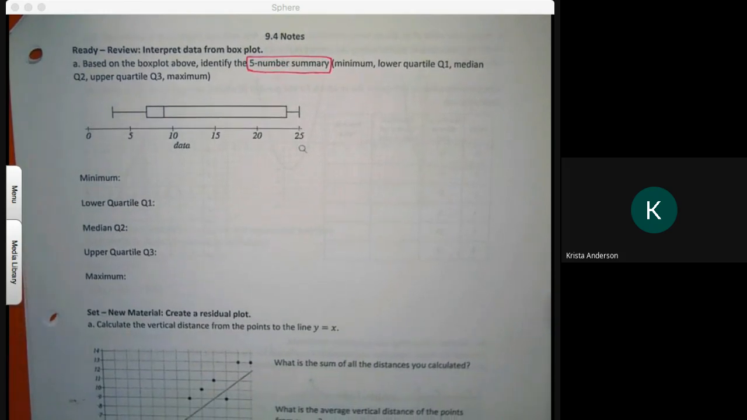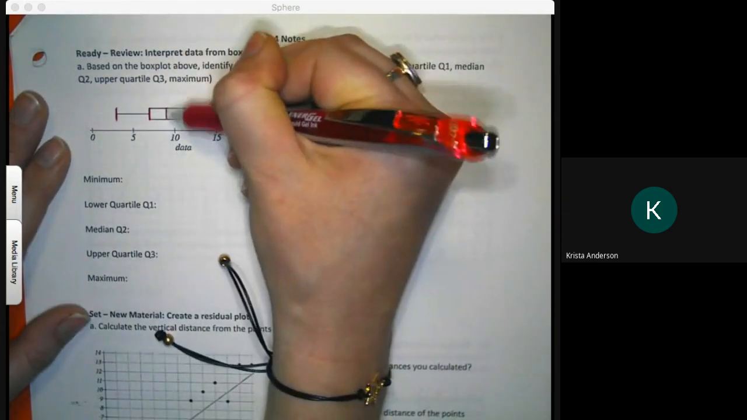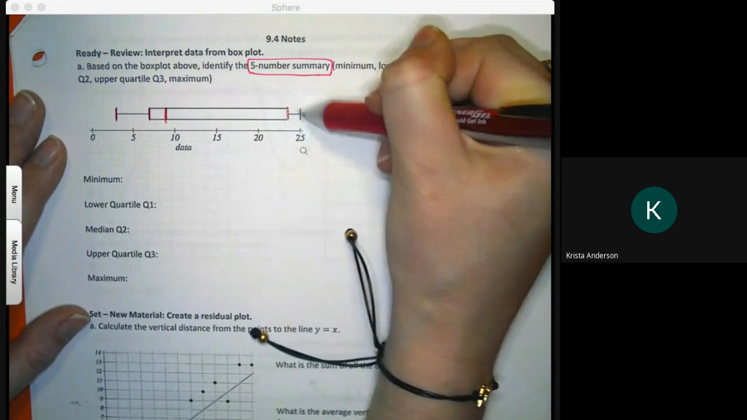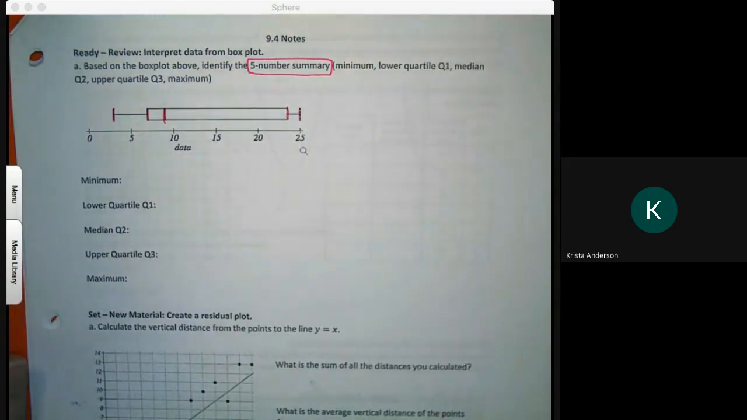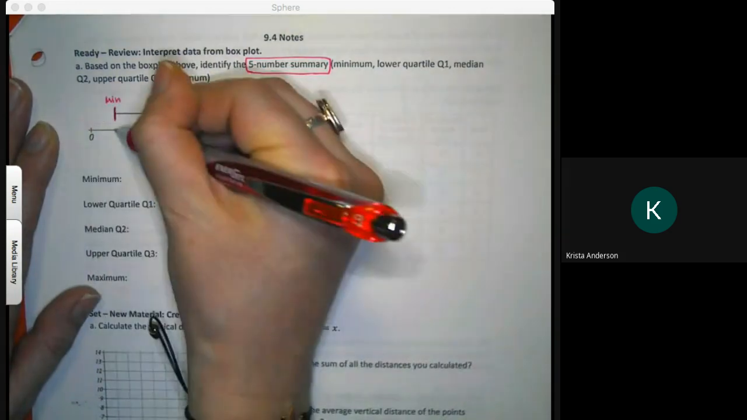It wants the 5 number summary. Those 5 numbers are right here: 2, 3, 4, and 5. This first one is the minimum. 1, 2, 3, 4, 5. Are you okay saying it's 3? Yeah.